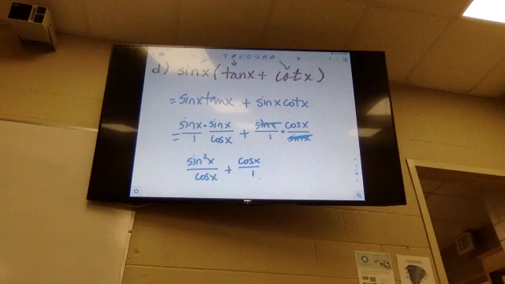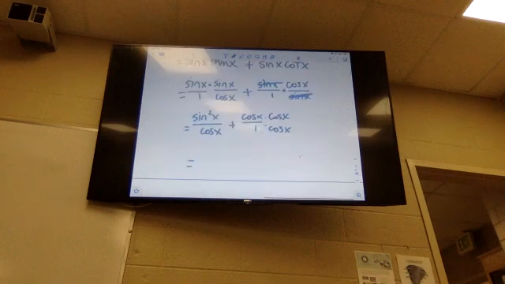Can I combine them yet? No. You gotta get like denominators if you want to combine because now I'm adding. When I was multiplying, you can multiply all day, but I gotta add them, so I gotta get like denominators. What do we want to multiply on top and bottom to the second one to get a like denominator? Cosine. Cosine, very good, Kate. Cosine on top and on bottom.